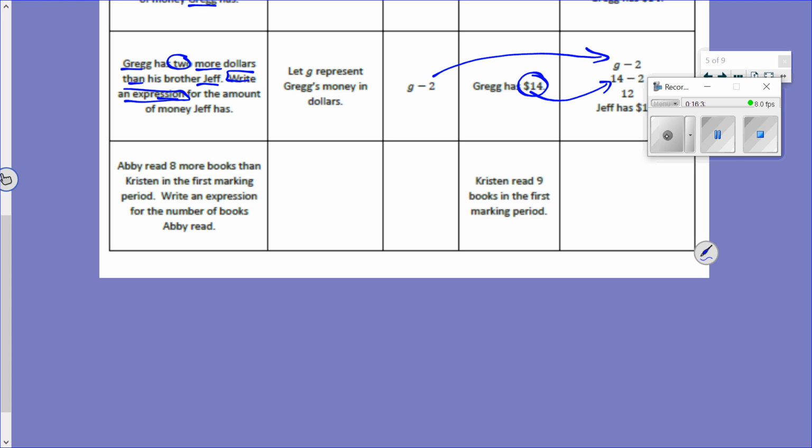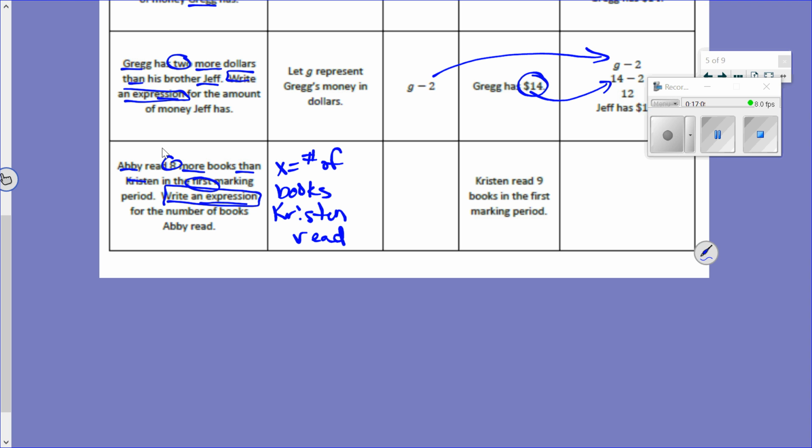So Abby read 8 more books than Kristin in the first marking period. Write an expression for the number of books Abby read. So again, focus in on what you don't know. If I'm trying to find for Abby, I don't know Kristin. So my variable, I'm just going to use X for all of them, is the number of books Kristin read. If I'm really going to be good, I'd put it all in there, but that one's specific enough.